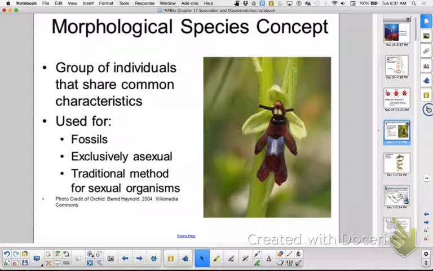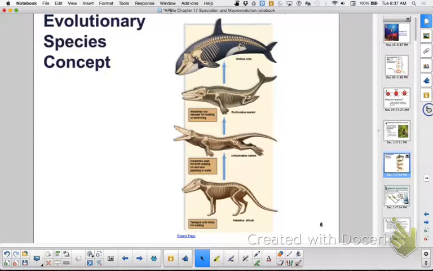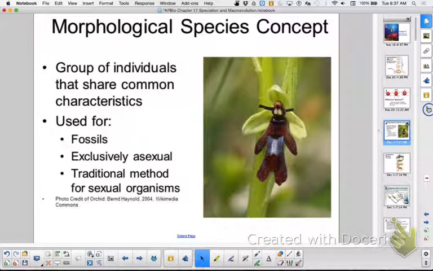For asexual organisms, this is important, because part of the species definition says that they reproduce with each other. Well, if you don't reproduce at all sexually, then how do you determine what's a species or not? Because they don't have sex. And if you're using that as part of your definition, this becomes a problem.